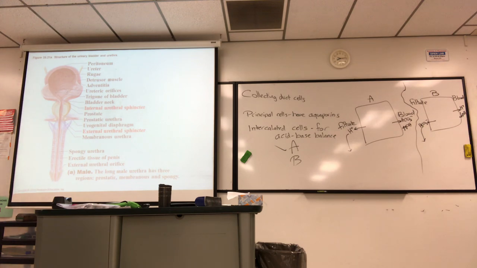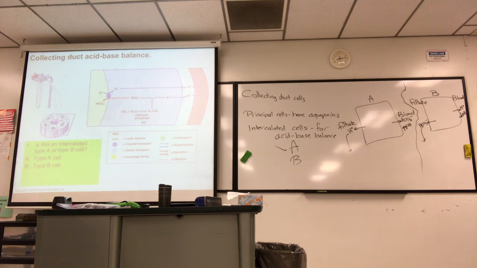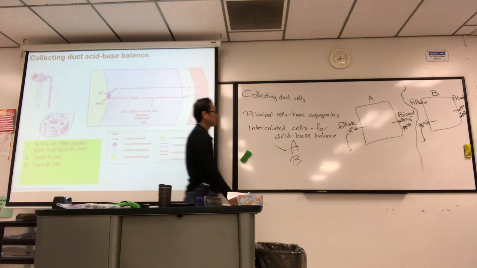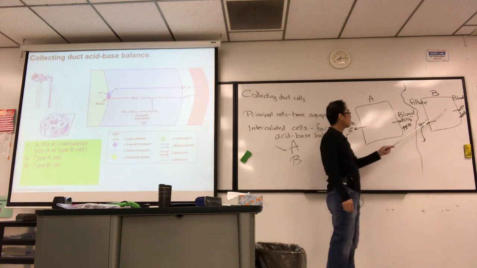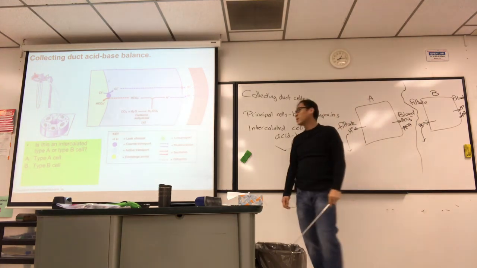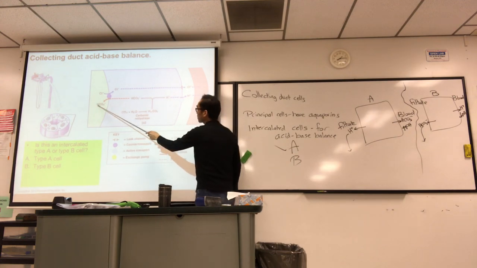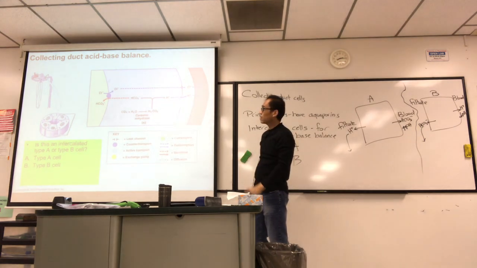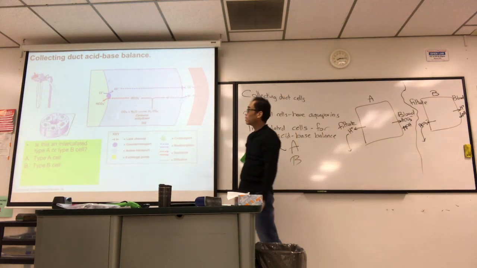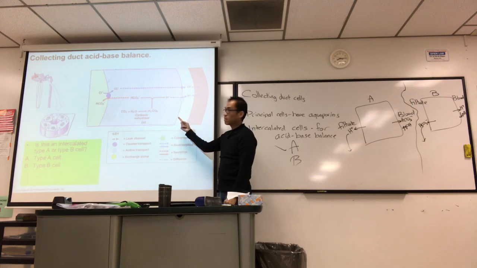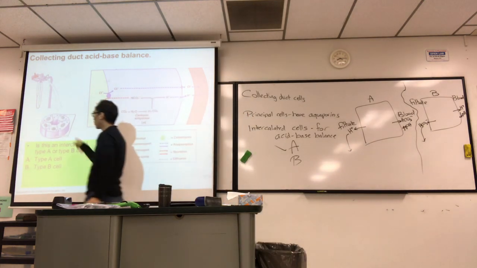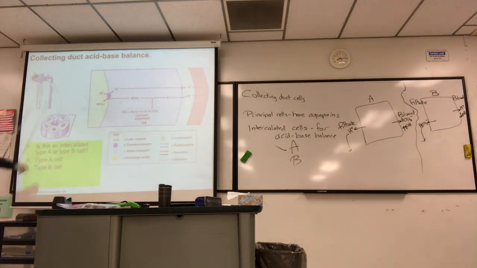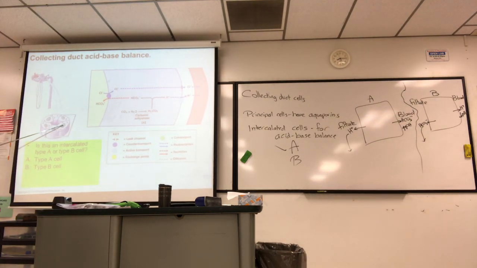Professor, how did we deduce that that was a B cell? Just by looking at the picture? A B cell excretes the base and reabsorbs the acid. Excrete the base, reabsorb the acid. This picture? Okay. Yeah, I can't tell anything about that. That's just a cross section of a DCT. So this cell is one of those cells.